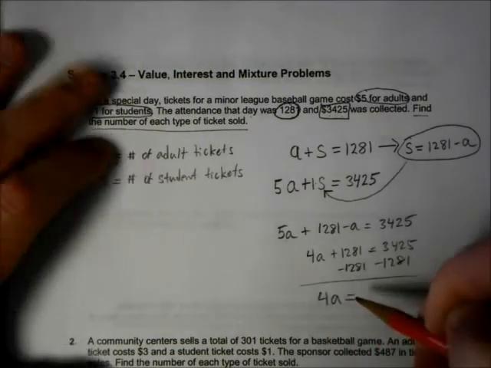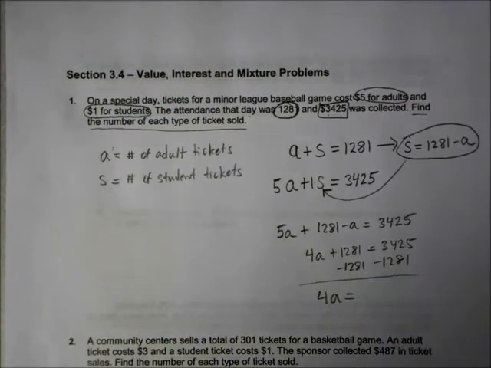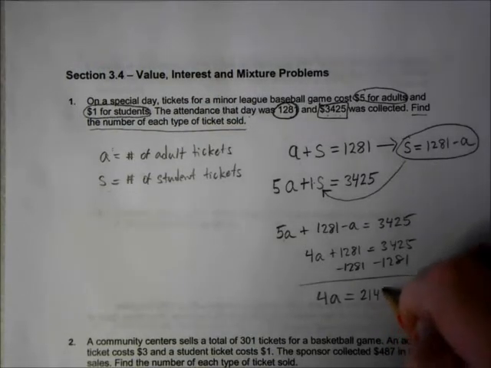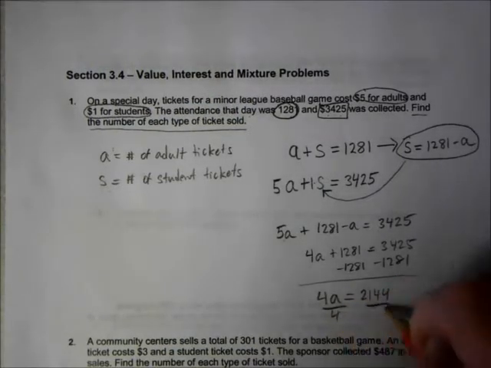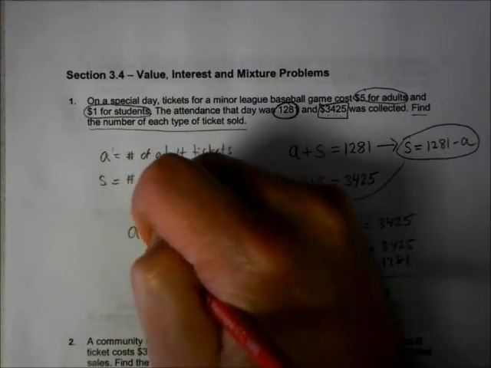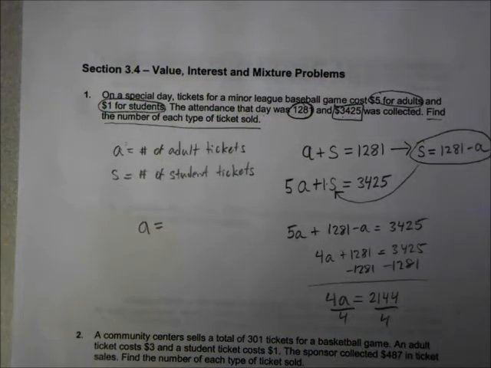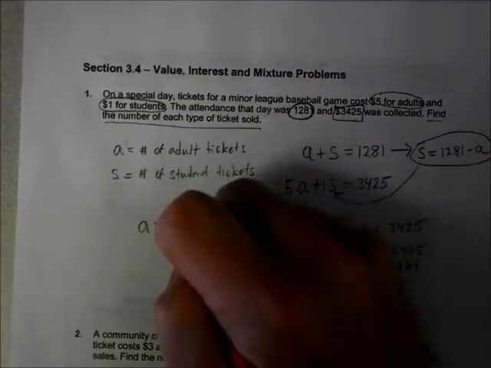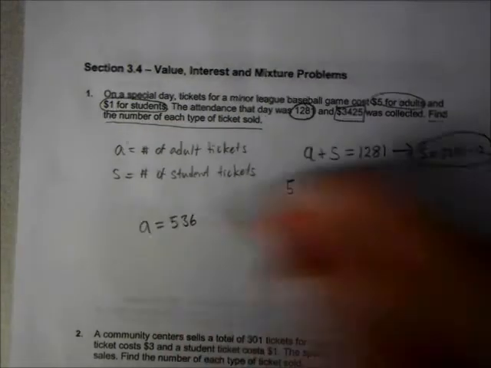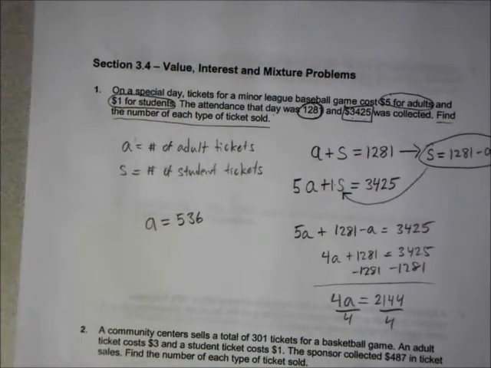4A is, grabbing my calculator, 3425 minus 1281, I get 2144. Divided by the 4. And A is, now it better come out to be a nice number, because A is the number of adults. If I get a decimal or a fraction here, I'm pretty sure I made a mistake. The good news is, I didn't. I got A as 536.